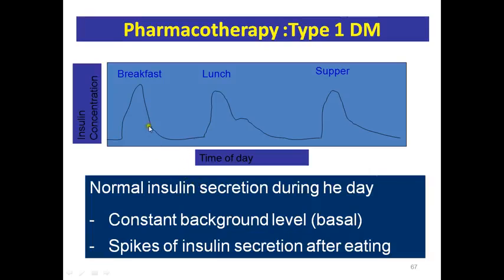This is what I was talking about, the parenteral. So what happens is there is a surge of insulin the whole day. There's one basal level of insulin which is not shown. You can consider a line going through and through over here.